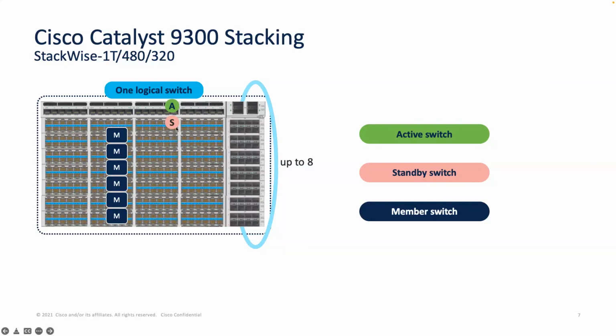The rest of the switches will be the member switches and might be elected as standby upon the switchover. Okay, so depending on the different models of the 9300, the stacking ring backplane could support up to 1 terabit for the 9300X series stack, 480 gigabit for the standard 9300 stack, and 200 gigabit for the 9300L series stack.